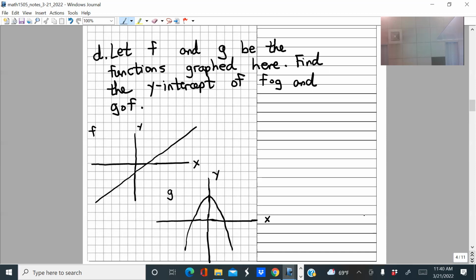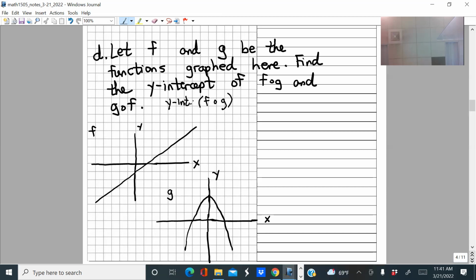What a strange question. So we've got two functions F and G. You don't know what their formulas are, but you have their graph. So that's almost as good as having the formula, right? Not quite as good, but almost. And we want to know the Y-intercept of these two new functions, F compose G and G compose F.